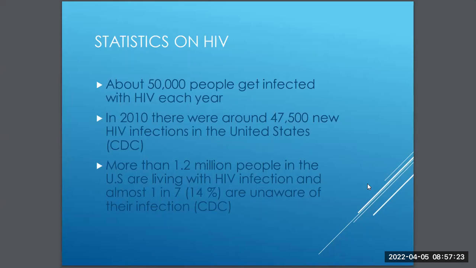Statistics on HIV. About 50,000 people get infected with HIV each year. In 2010, there were around 47,500 new HIV infections in the United States, according to the CDC. More than 1.2 million people in the US are living with HIV infection, and almost 1 in 7, 14%, are unaware of their infection, according to the CDC.